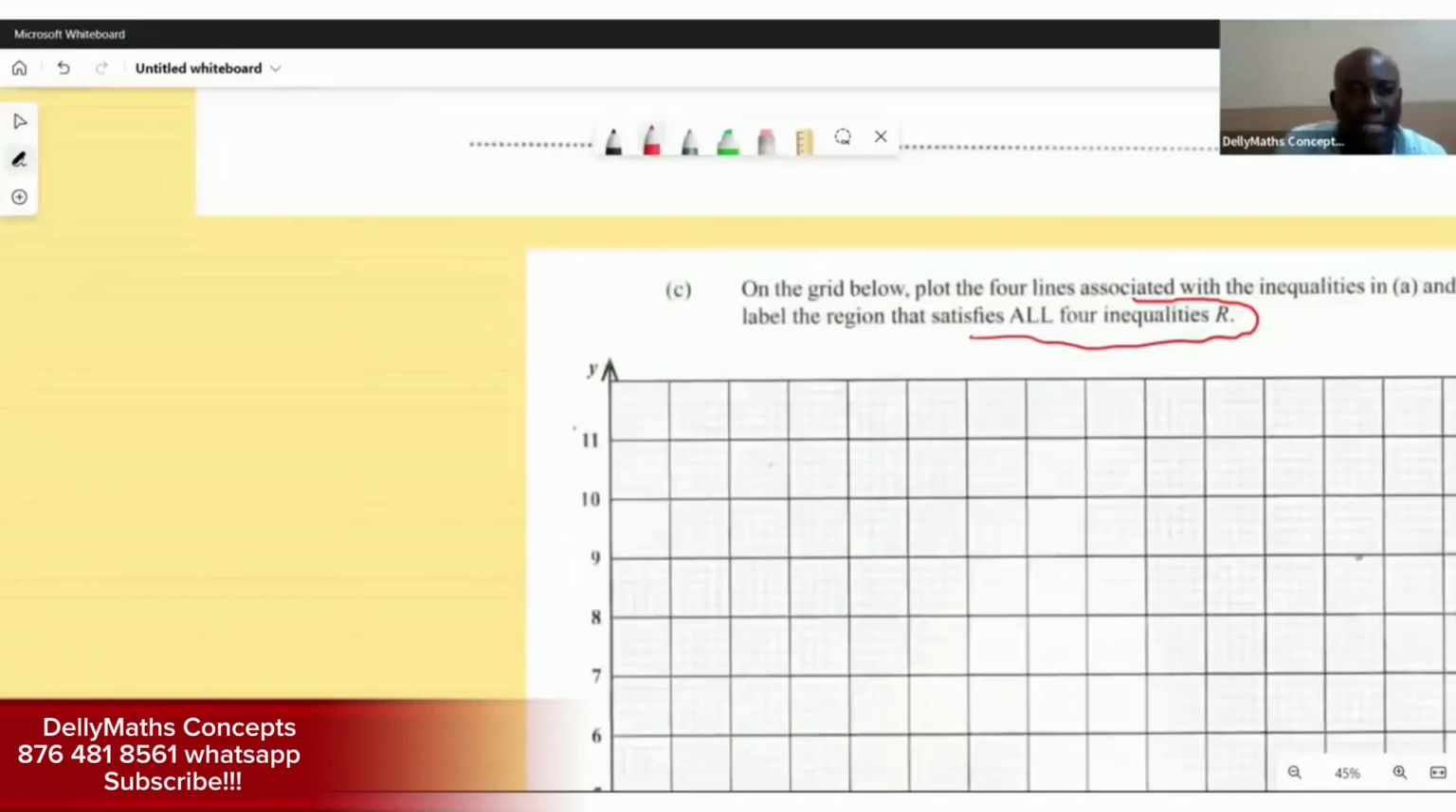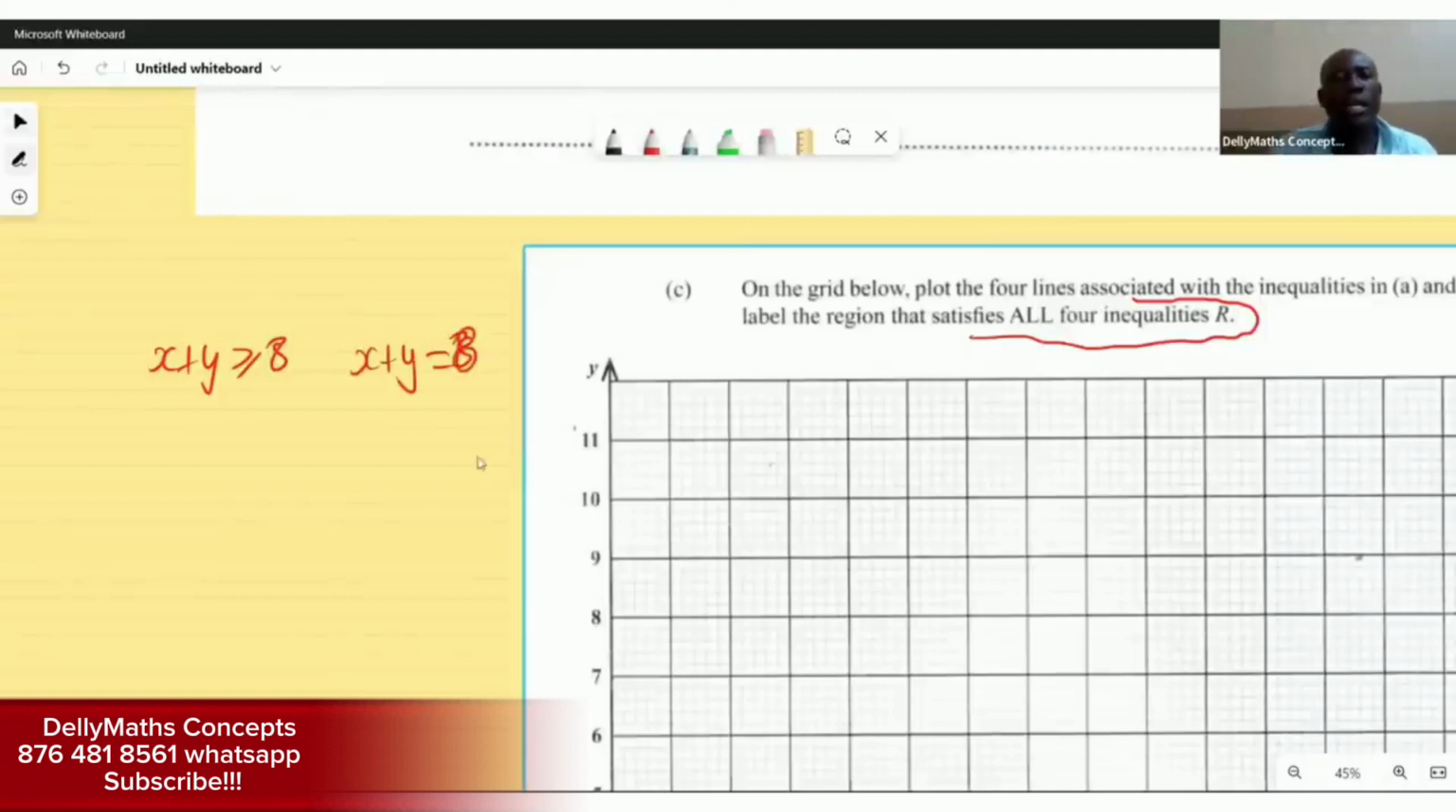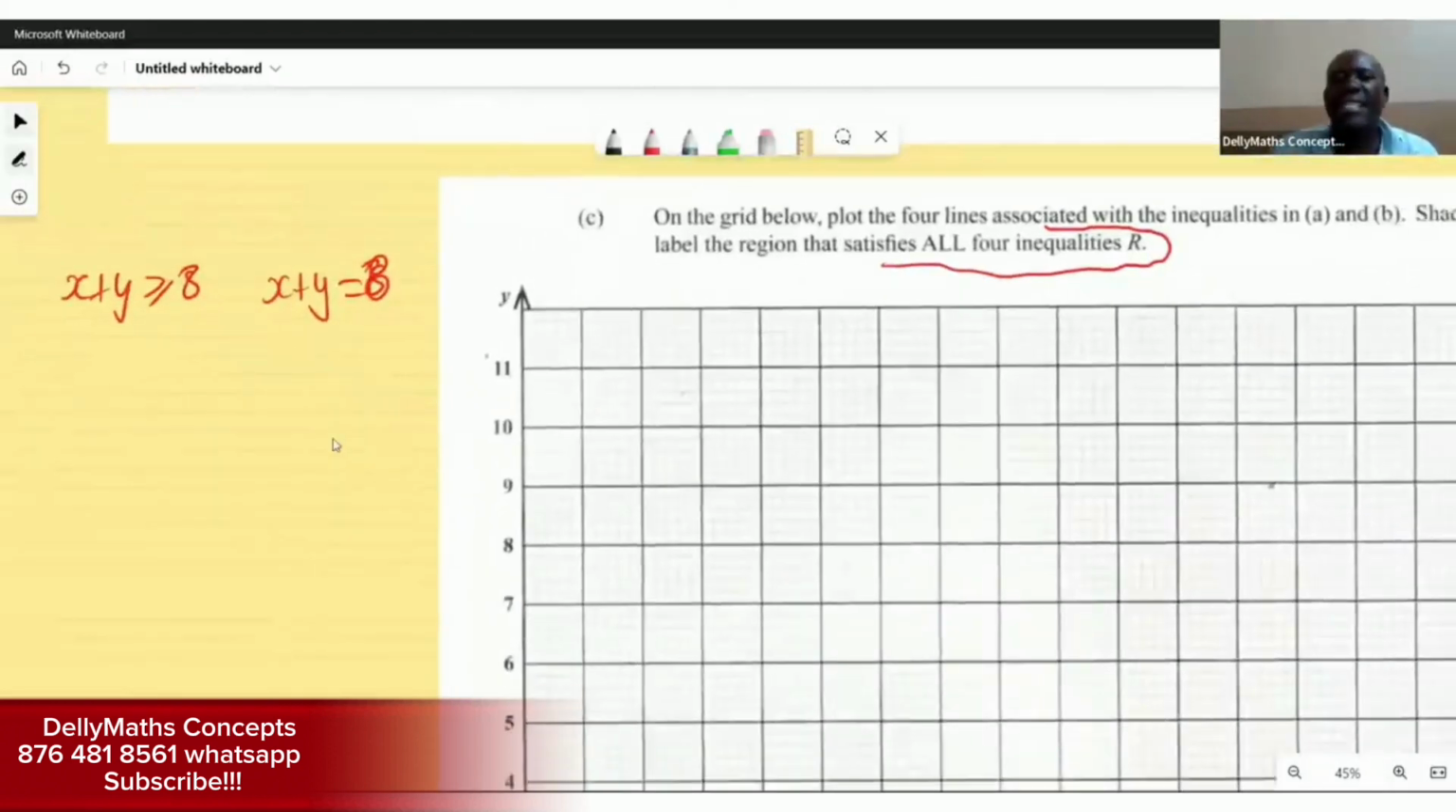For the inequality that says X plus Y is greater than or equal to 8, the line associated with that is X plus Y equals 8. So we want to get that line now. I want you to understand that this is as simple as it is. Any X value plus any Y value that gives 8 is a point on the line. Some people might just do substitution.